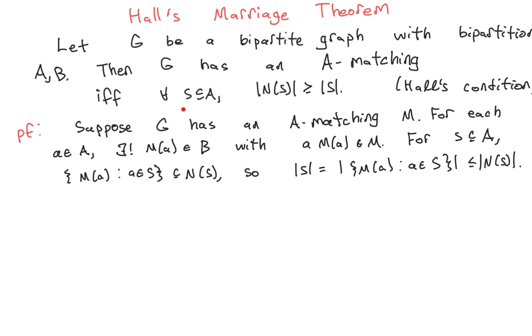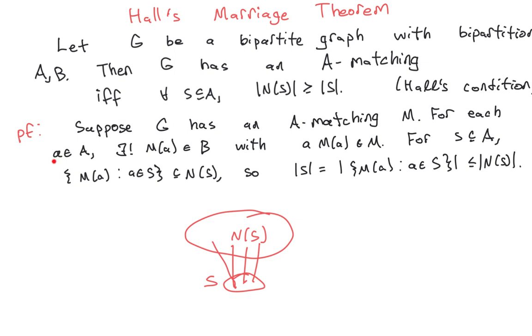The condition is that for every subset S of A, the size of the neighborhood of S is at least the size of S. So in other words, for any S, the size of the neighborhood has to be at least as big. And so this is an if and only if theorem, so we have to prove both directions. First, we show that if a graph has an A matching, then Hall's condition has to be satisfied. So suppose we've got our A matching.